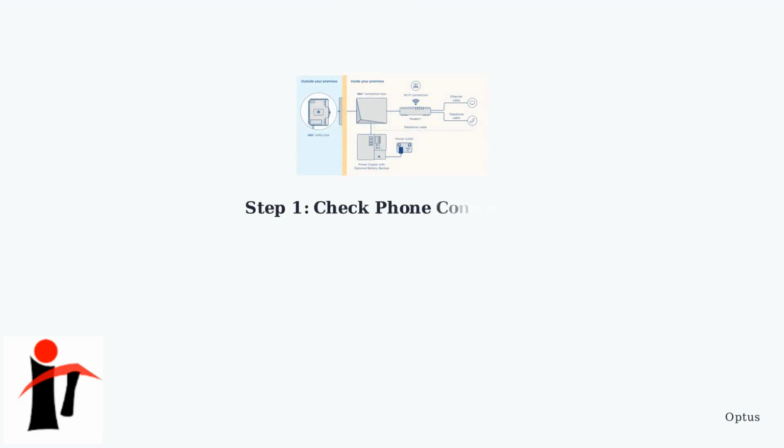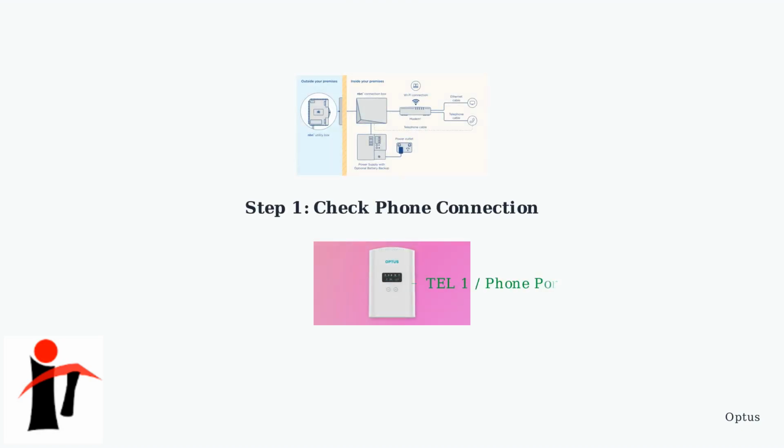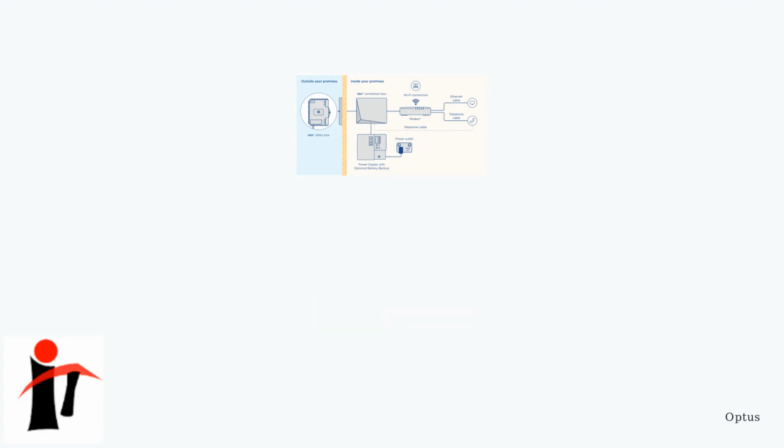Experiencing no dial tone on your Optus landline? This usually indicates a connection issue. Let's start by checking your phone connection to the NBN modem. Ensure your phone is correctly plugged into the Tel1 or phone port on your NBN modem.